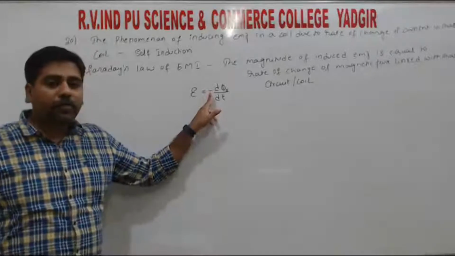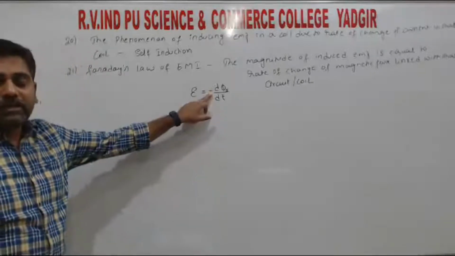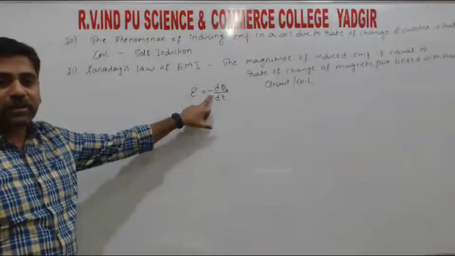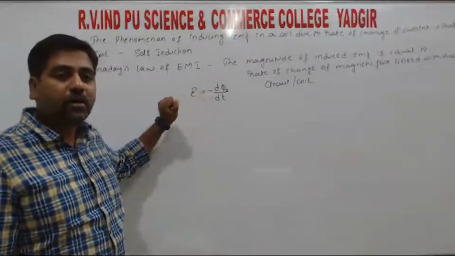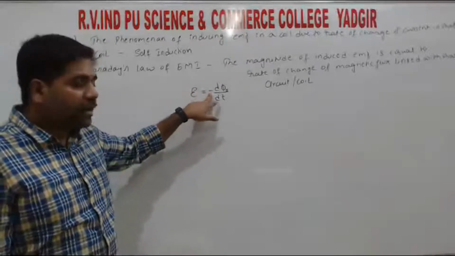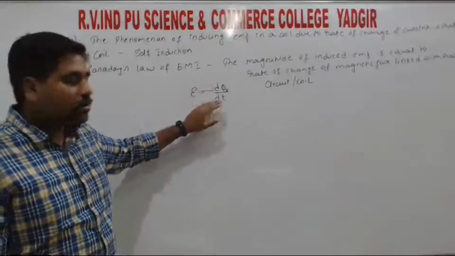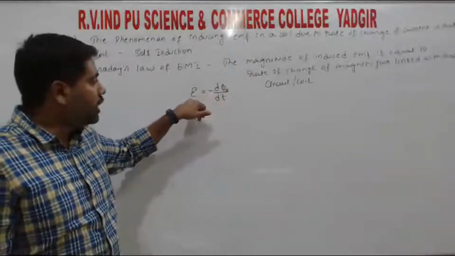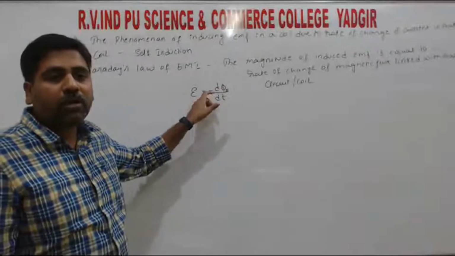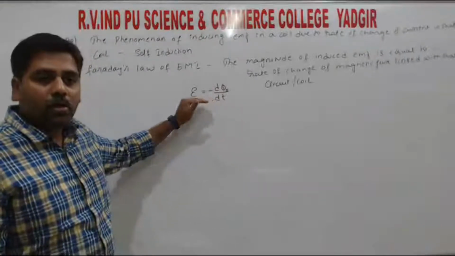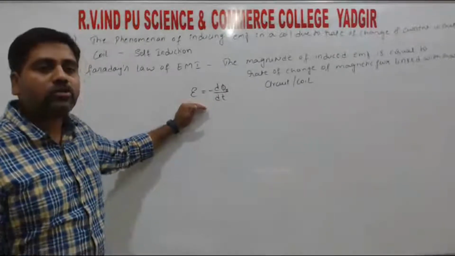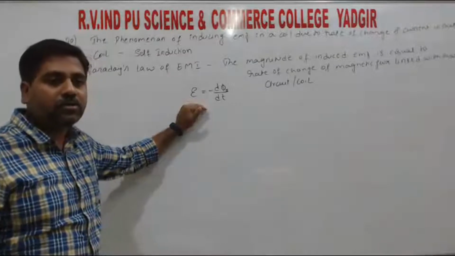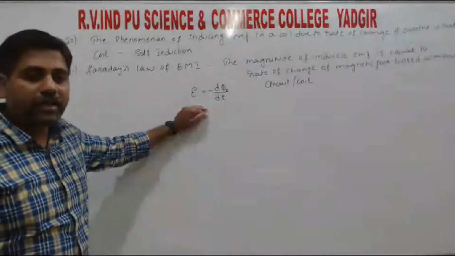So the polarity of the induced EMF is such that it tends to induce a current in the circuit which opposes the change in the magnetic field, right? So the negative sign indicates what? The polarity of the induced EMF is responsible for the induction of the current in the coil, and that current opposes the change of magnetic field in that coil, right? So that is the statement of the Lenz's law.